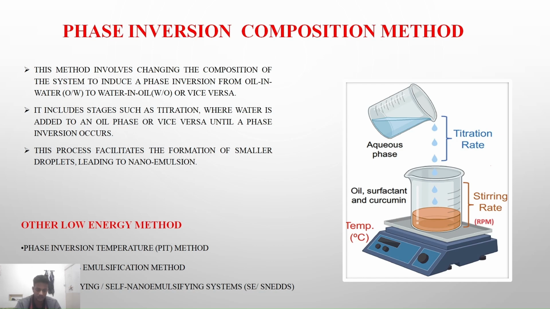So there are two phases involved in a nanoemulsion, that is the oil phase and the aqueous phase. The oil phase, or the organic phase, was prepared separately and stirred, and then the aqueous phase, which was also prepared separately, was added drop wise into the oil phase, and it was stirred continuously at a particular temperature, which in turn, after 20 to 30 minutes, produced the nanoemulsion. This process facilitates the formation of smaller droplets, leading to nanoemulsions.